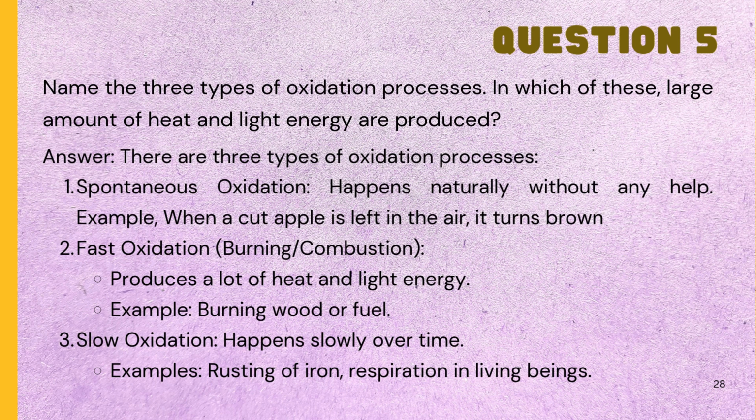1. Spontaneous oxidation happens naturally without any help. Example: when a cut apple is left in the air, it turns brown. 2. Fast oxidation, burning or combustion, produces a lot of heat and light energy. Example: burning wood or fuel. 3. Slow oxidation happens slowly over time. Examples: rusting of iron, respiration in living beings.